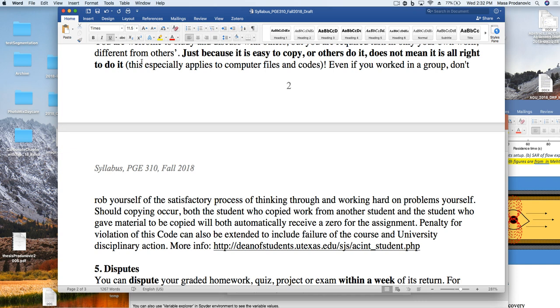Copying is easily done. Also, code is easily copied. Also, it's extremely easy to see that it was copied. And I did report in the past, and I will again if I encounter it.